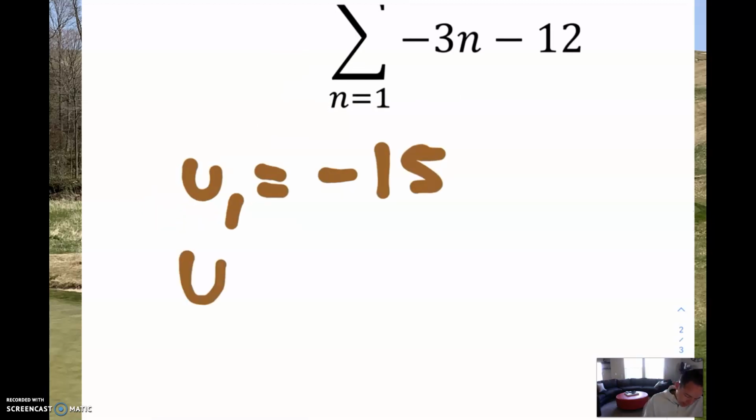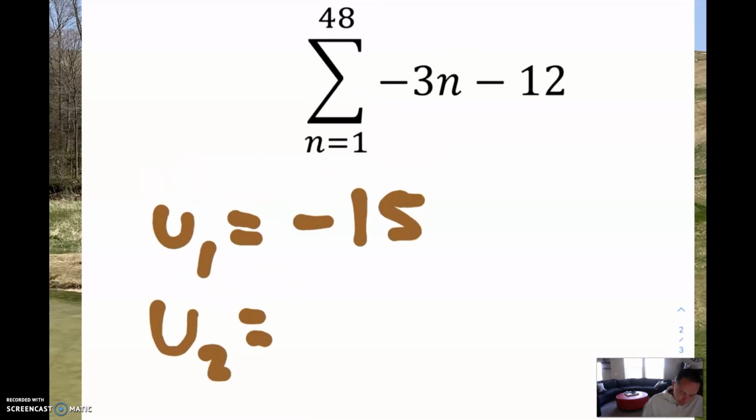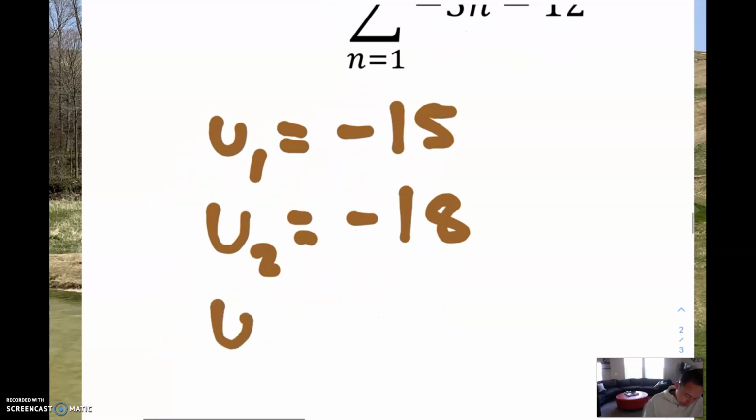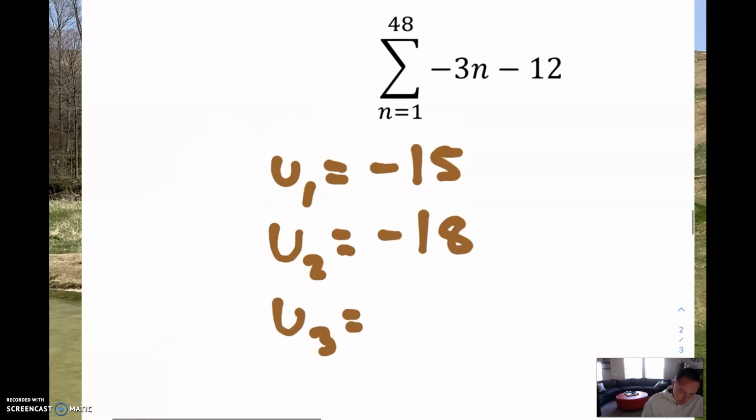There's your first term. I call that u sub 1. Then you could do it with the second term, u sub 2, by just replacing this n with a 2. So negative 3 times 2 is negative 6, and negative 6 take away 12 is negative 18. Let's go one more. We're going to find u sub 3. U sub 3 would be the third term, and to get the third term, you just replace this n with a 3. So negative 3 times 3 is negative 9. Negative 9, take away 12 is negative 21.